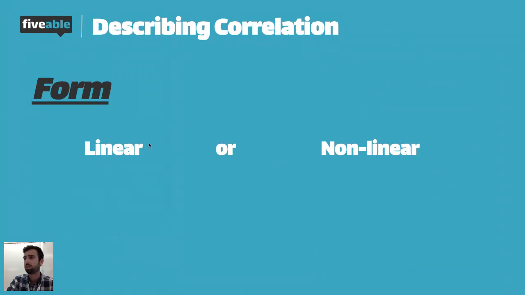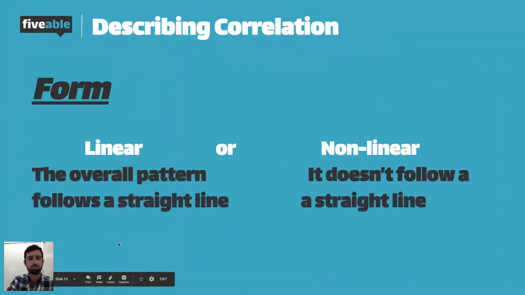But when we have linear, the overall pattern follows a straight line. So if it's linear, we see the overall pattern following a straight line. If it's nonlinear, it doesn't follow a straight line. So it's something different, whether it's quadratic, exponential, whatever. We just know it's nonlinear, and a linear model is not the best model for this data set.